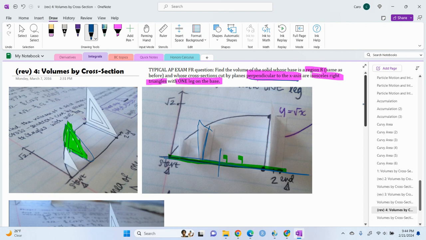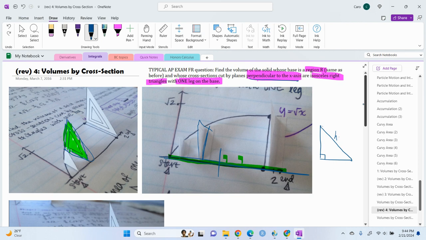And I have one leg on the base. So let's take this one triangle right here and let's redraw it here. Now this thing is isosceles, okay? So here's your hypotenuse. They're not saying a hypotenuse is on the base.